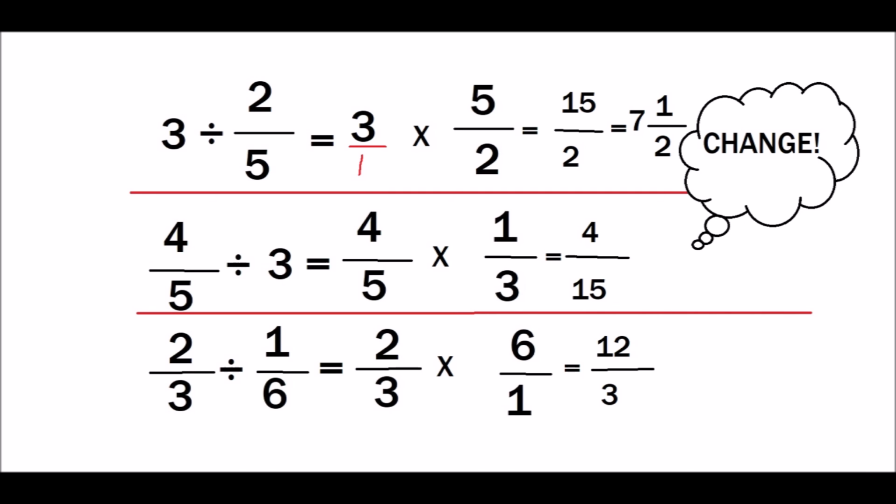Now, second number, 4 times 1 is 4, while 5 times 3 is 15. And the third number is 2 times 6 equals 12, and 3 times 1 equals 3. Don't forget to simplify it. 12 divided by 3 is 4.